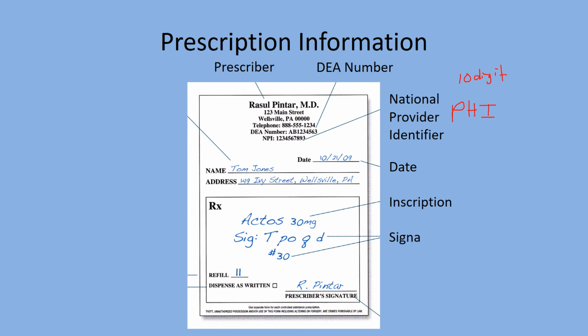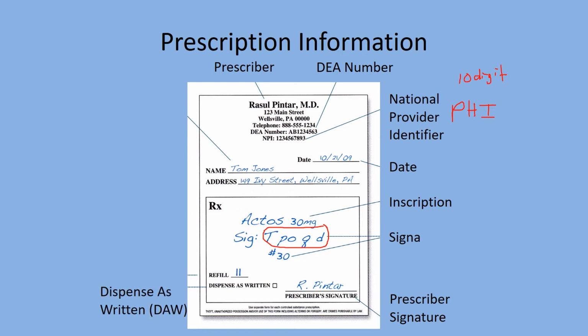dosage form, amount, strength, things like that. Signa is the directions. So this part right here is the signa. It's not part of the inscription per se, because the inscription is just drug info. The whole thing is the prescription. We have the inscription and also the subscription. Subscription is just information for the pharmacy staff.